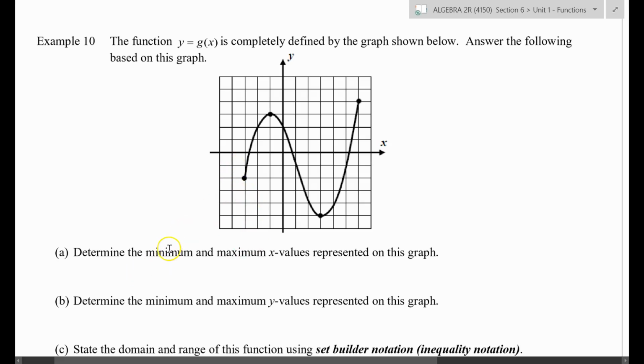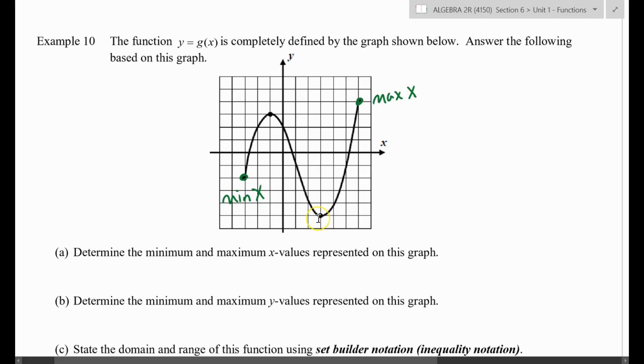Okay, good. So what is the minimum x value? Well, the minimum x value is the one that is furthest to the left. The maximum x value is the one that is furthest to the right. The minimum y value is the one that is furthest down. The maximum y value is the one that is furthest up, right? So this point right here is going to be a min x because it's furthest to the left. This is going to be a maximum x because it's furthest to the right.